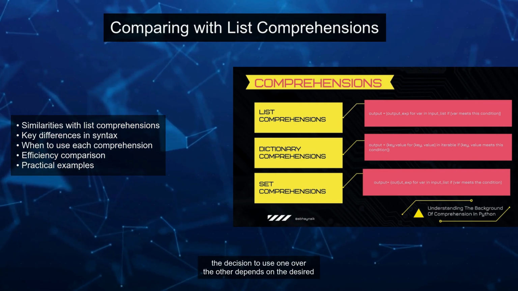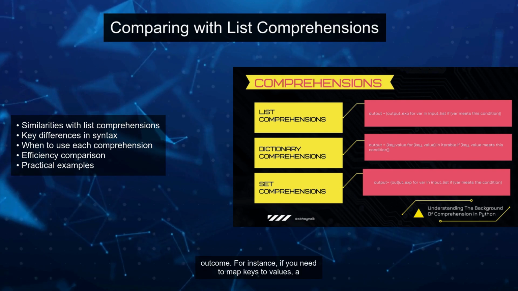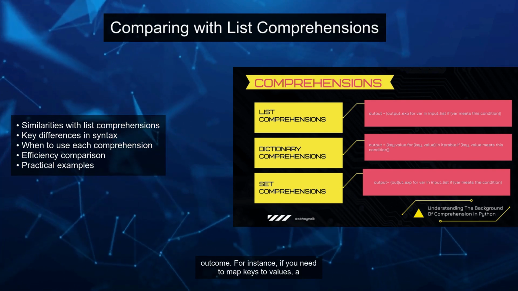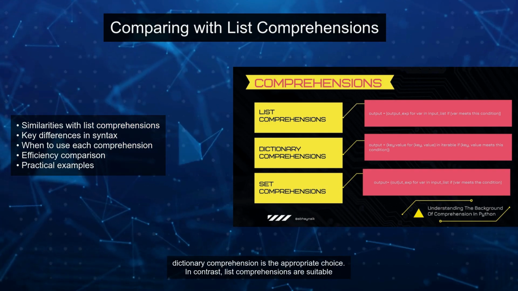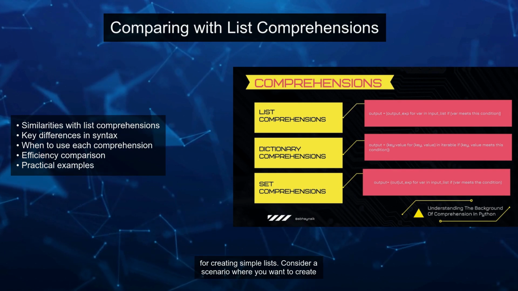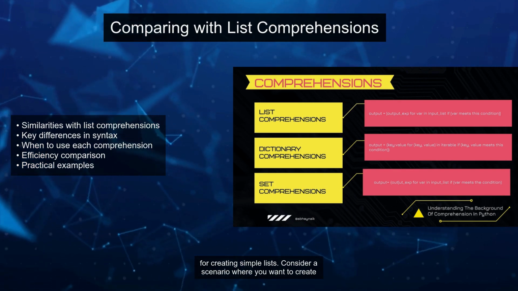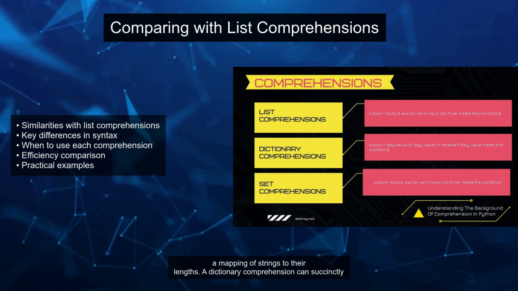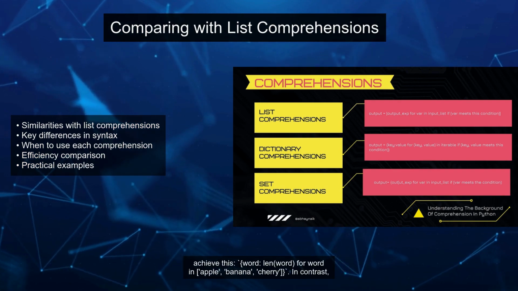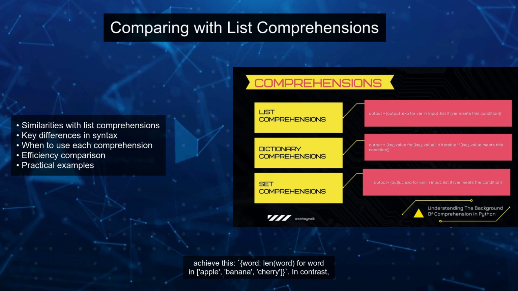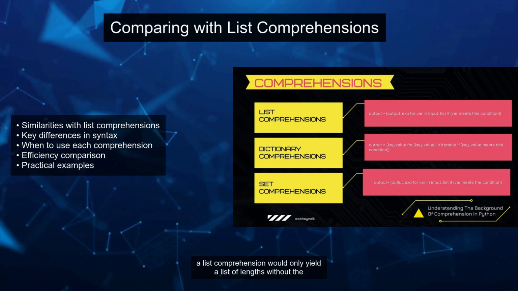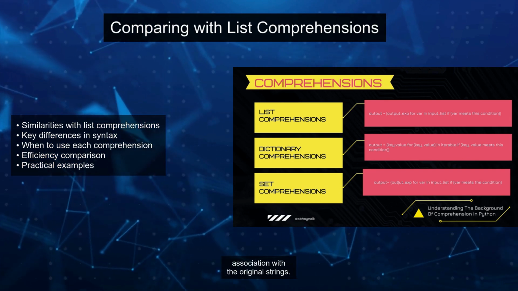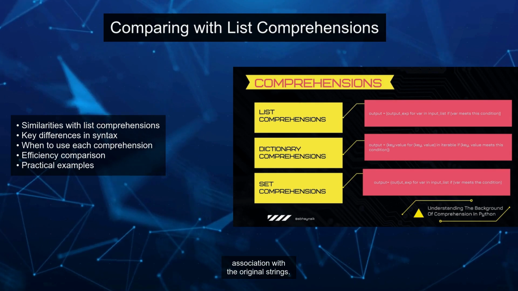Both comprehensions offer efficiency and readability, but the decision to use one over the other depends on the desired outcome. For instance, if you need to map keys to values, a dictionary comprehension is the appropriate choice. In contrast, list comprehensions are suitable for creating simple lists. Consider a scenario where you want to create a mapping of strings to their lengths. A dictionary comprehension can succinctly achieve this: {word: len(word) for word in ["apple", "banana", "cherry"]}. In contrast, a list comprehension would only yield a list of lengths without the association with the original strings.